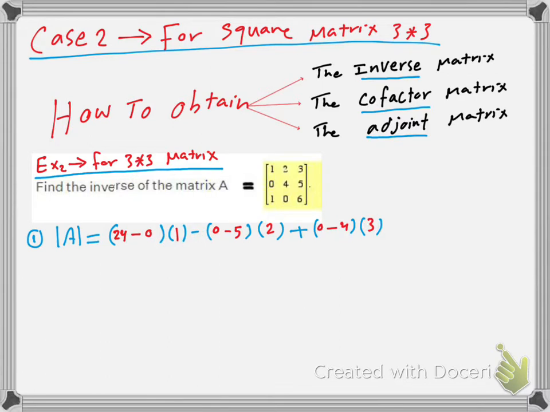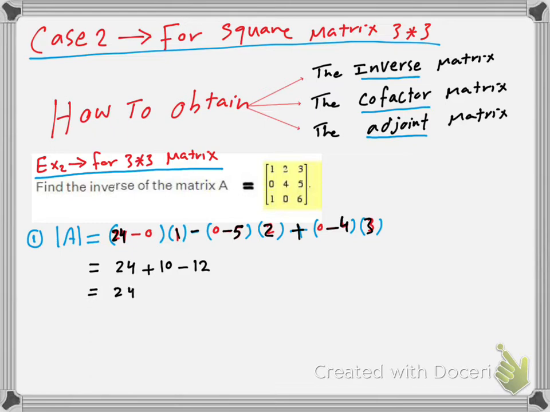Now you can simplify to obtain the number, or even do it by calculator. Then 24 multiplied by 1 becomes 24. This negative multiplied by this negative becomes positive, and here you have 5 multiplied by 2, which becomes 10. And again, positive multiplied by negative becomes negative, and 4 multiplied by 3 becomes 12.